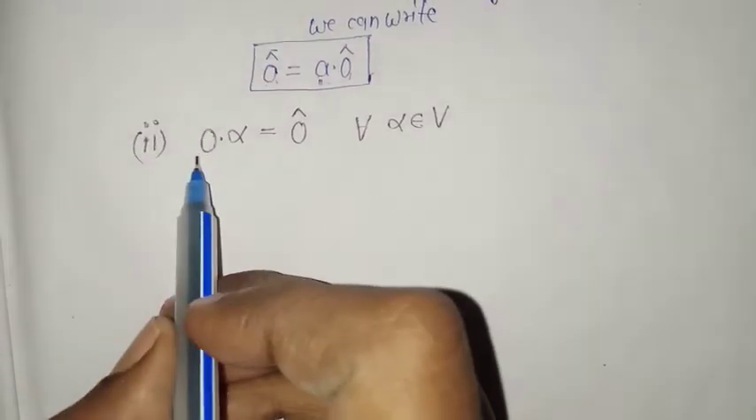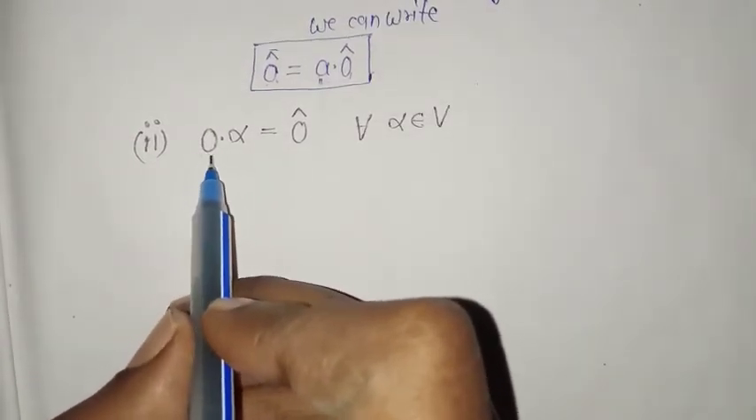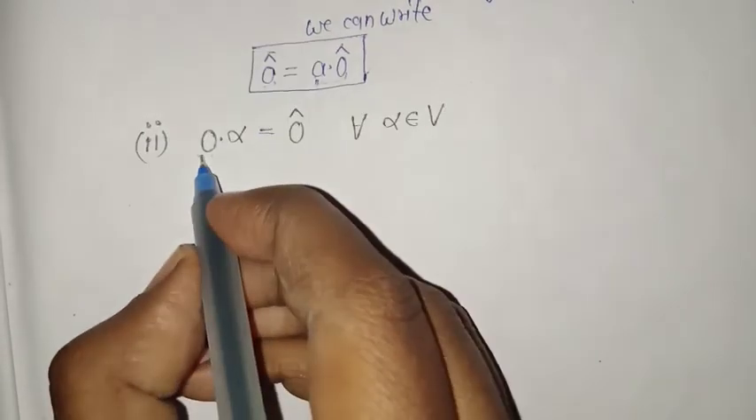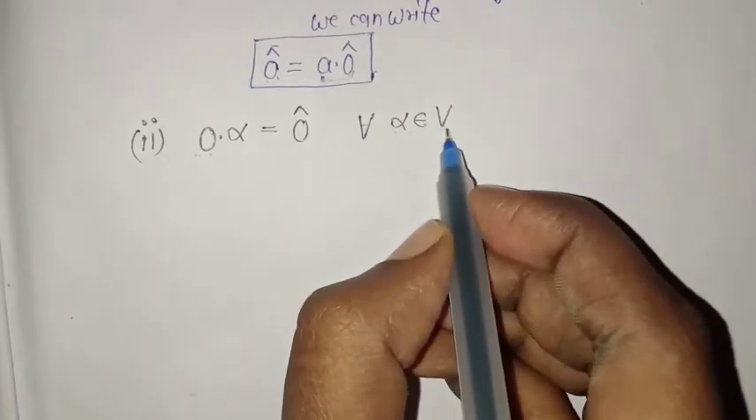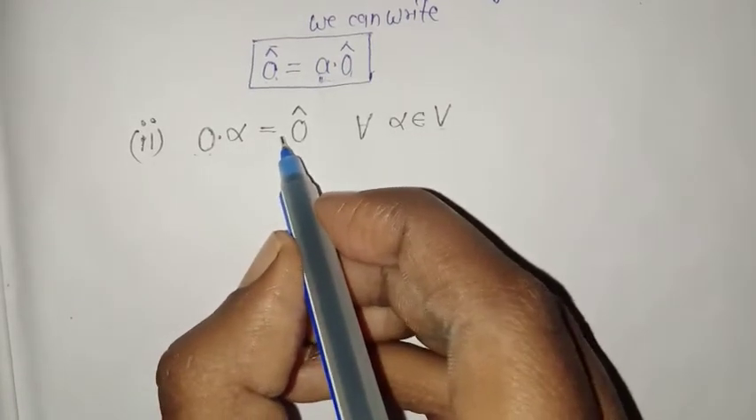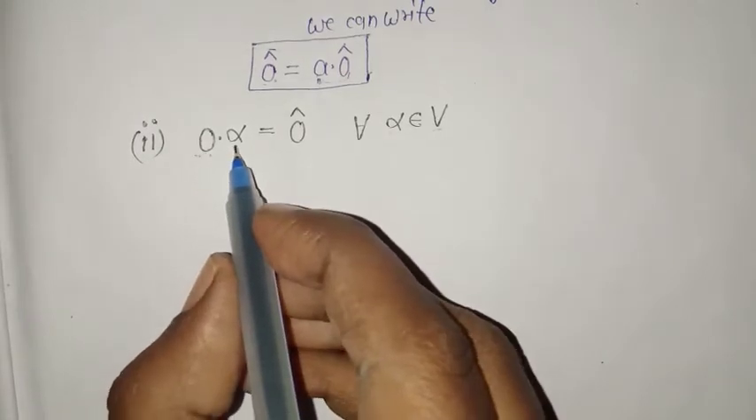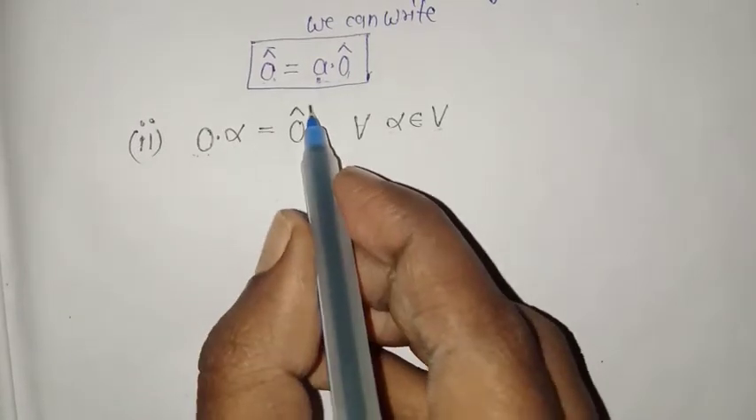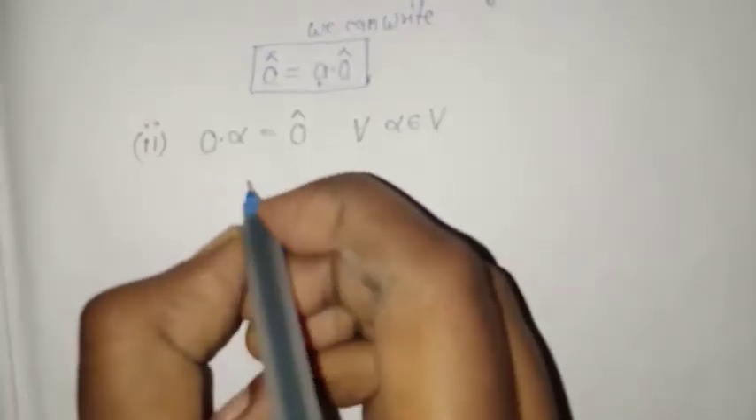Now let's move to our second property. This time this is a scalar, that is the 0 scalar. So 0 scalar dot alpha, where alpha comes from the vector space V, is equal to 0 vector. That is, when you multiply a 0 scalar with a vector, you will always get a 0 vector. So let's prove this property.